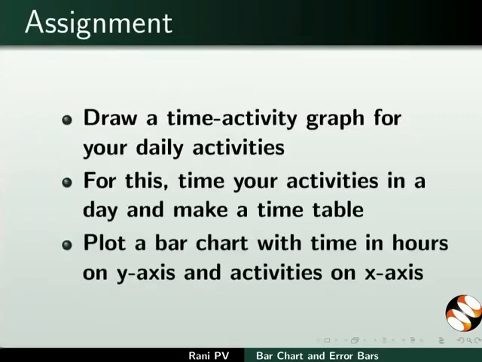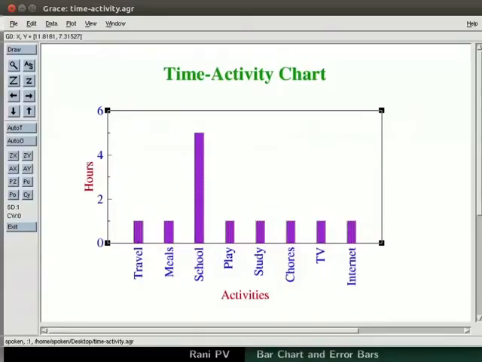For assignment, please do the following. Draw a time activity graph for your daily activities. For this, time your activities in a day and make a timetable. Plot a bar chart with the time in hours on y-axis and activities on x-axis. Your completed assignment may look similar to this.